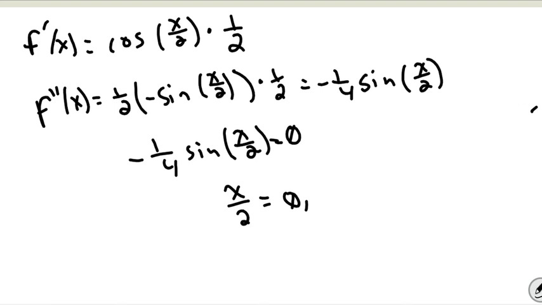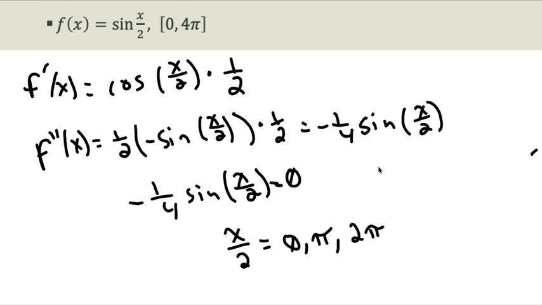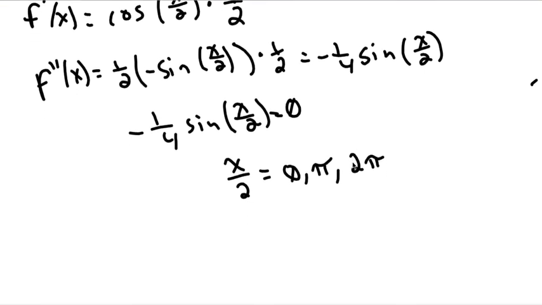2 pi. And we can stop there because when we multiply by 2, we're going to end up out of our range anyway. So to get x by itself, we get x equals 0 times 2 is 0, pi times 2 is 2 pi, 2 pi times 2 is 4 pi.